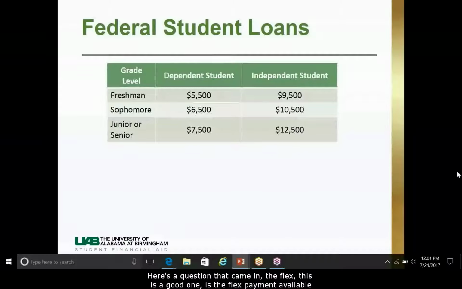Here's a question that came in. This is a good one. Is the flex plan available for tuition only, or will it include housing as well?